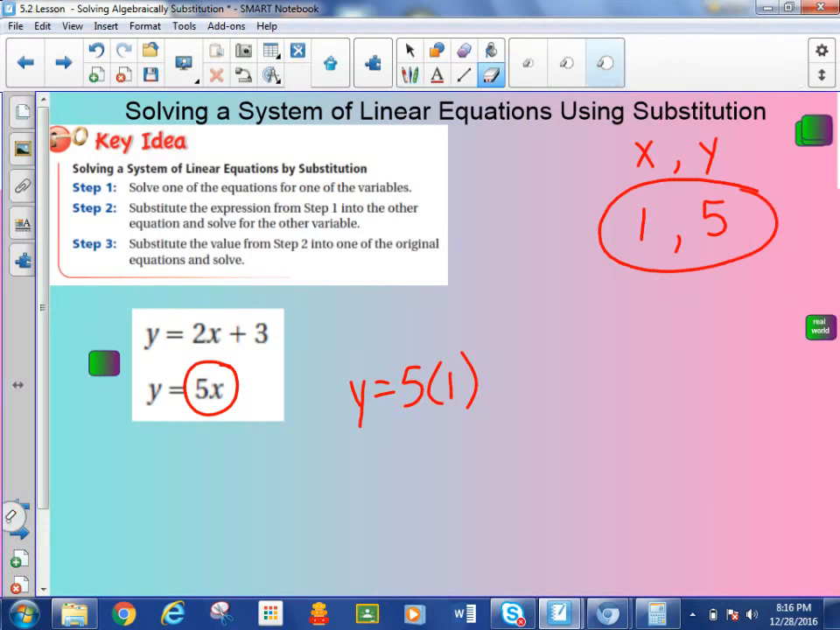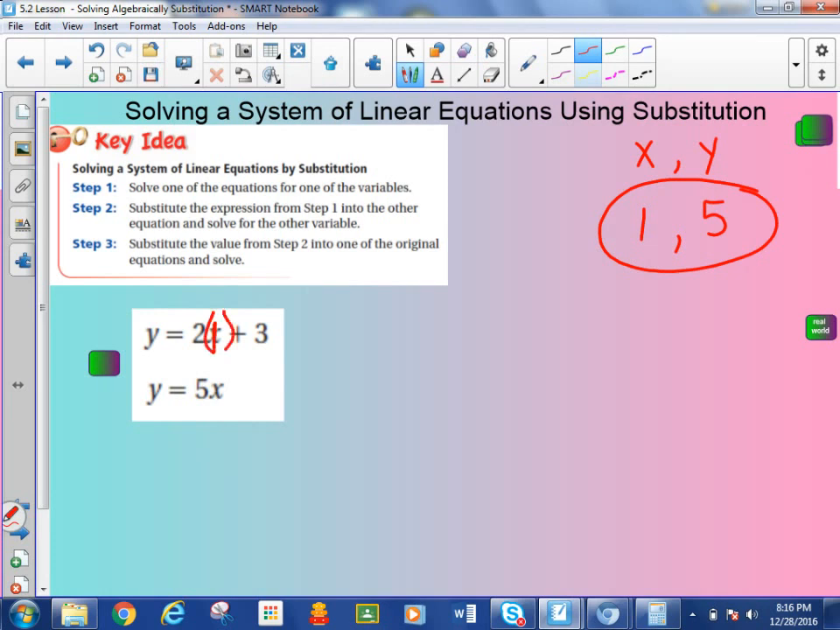Now, had I substituted into the other equation, we should still get 5. So if I put a 1 in this spot right here, 2 times 1 is 2 plus 3 still gives me 5. So take note, it doesn't matter which of those two equations I substitute into because both of them say y equals.